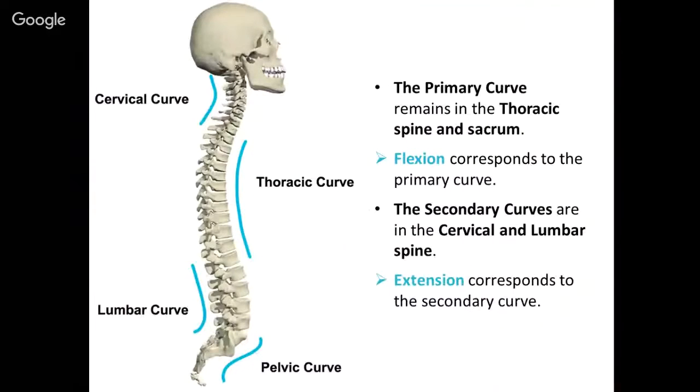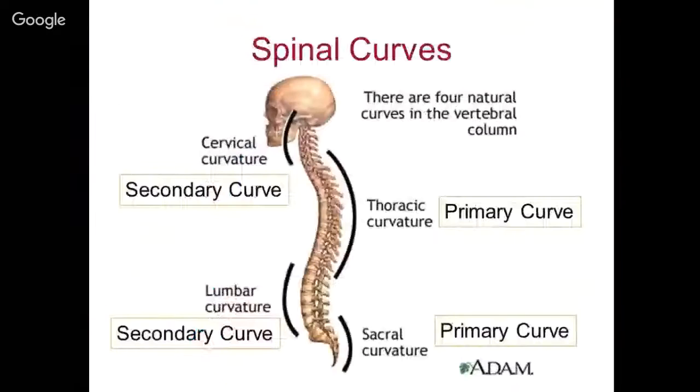So the primary curve remains in the thoracic and the sacrum, and this corresponds to flexion when we do a forward bend. And then the secondary curves are in the cervical and lumbar, and this is extension, which corresponds also to when we do back bending kind of movements. So here's another picture of it. You've got the secondary, primary, secondary, primary. They're alternating.